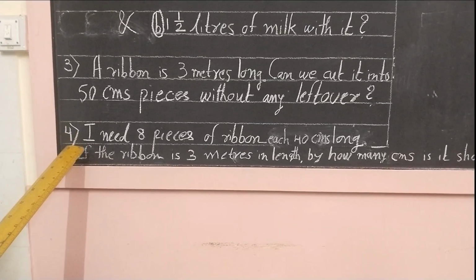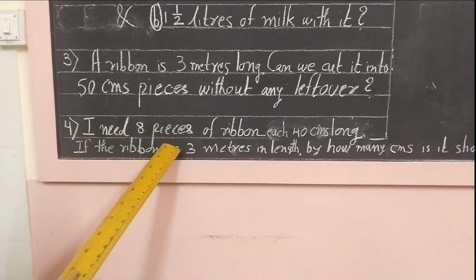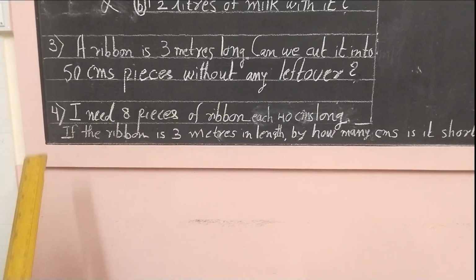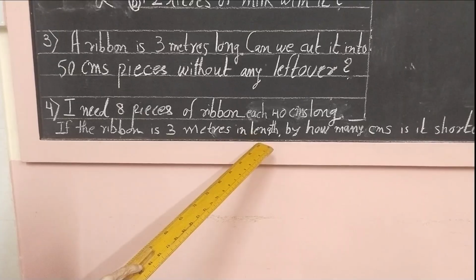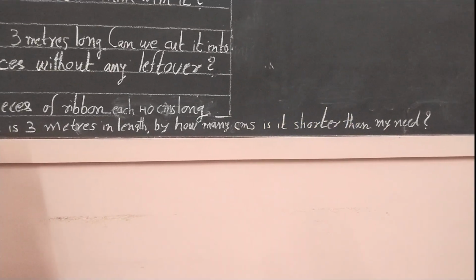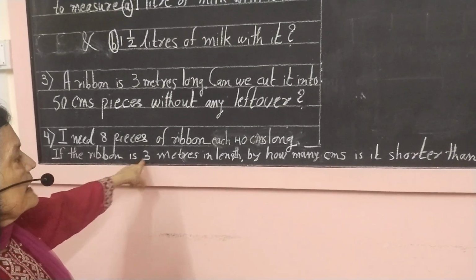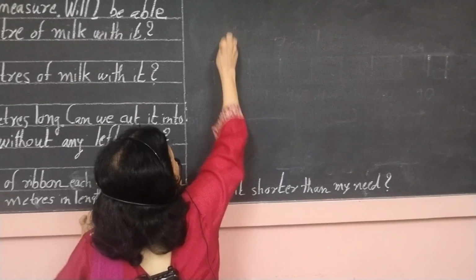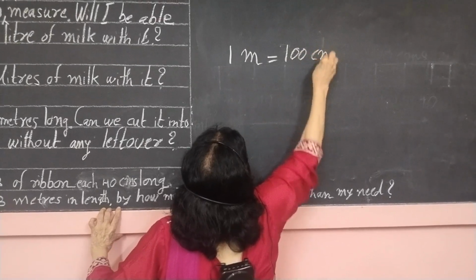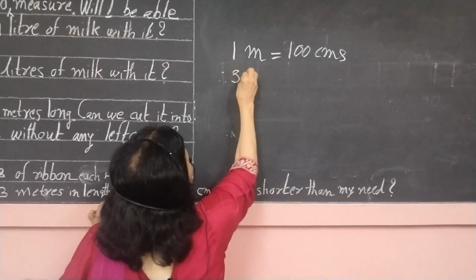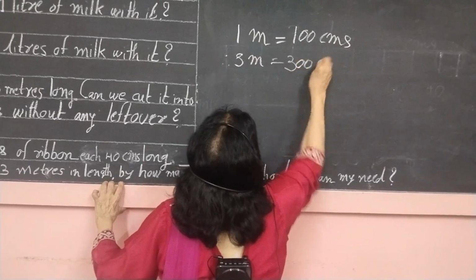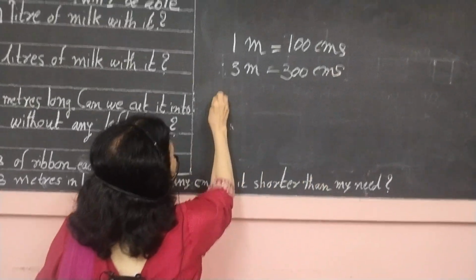Let us come to the last problem, 4. I need 8 pieces of ribbon, each 40 centimeters long. If the ribbon is 3 meters in length, by how many centimeters is it shorter than my need? They have given us that the ribbon is 3 meters. 1 meter is equal to 100 centimeters. That's why 3 meters is equal to 300 centimeters.